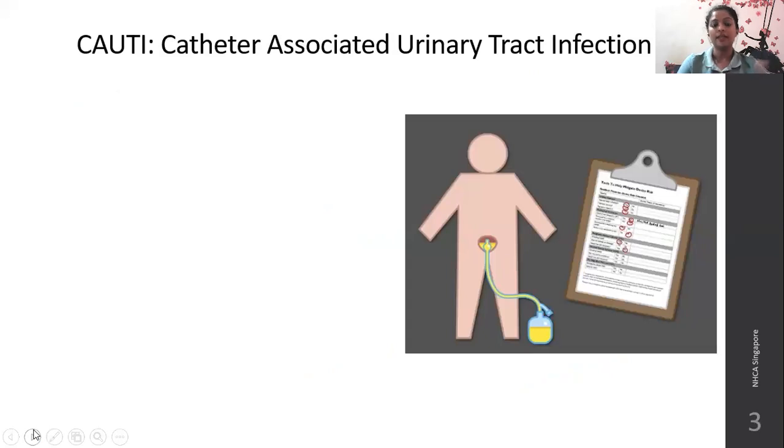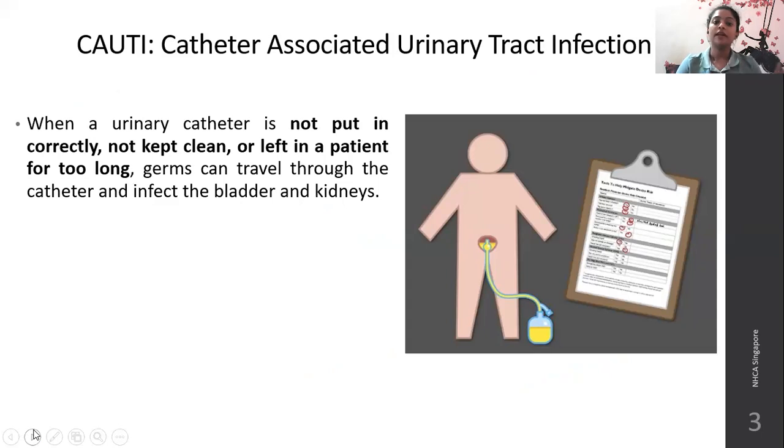CAUTI, catheter associated urinary tract infection. When a urinary catheter is not put correctly, not kept clean, or left in the patient for too long, these are the reasons where the germs can travel through the catheter, infect the bladder and the kidneys, thus putting the patient into the CAUTI criteria.